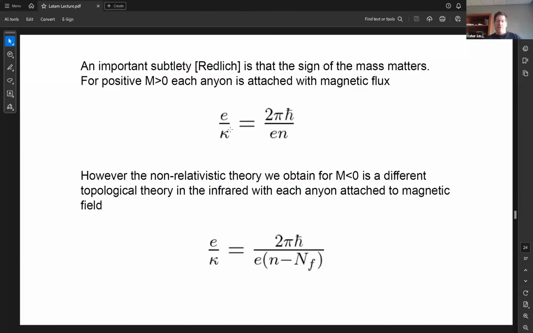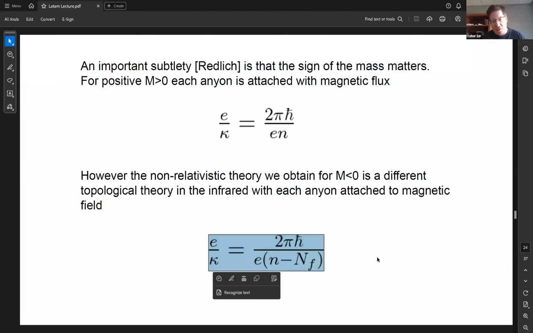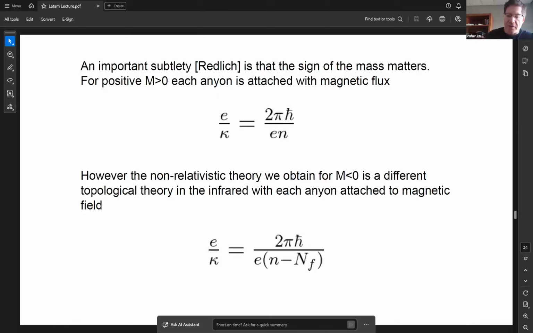So Redlich found that E over kappa, which is related to how much magnetic flux is attached to each anyon, takes one value when M is huge and positive. But if M is huge and negative, it takes a different value for how much magnetic flux is attached to each anyon. So you see that the shift in the denominator and the spin changes. The effective spin of the wave functions changes. So what Redlich did leads to remarkable implications.